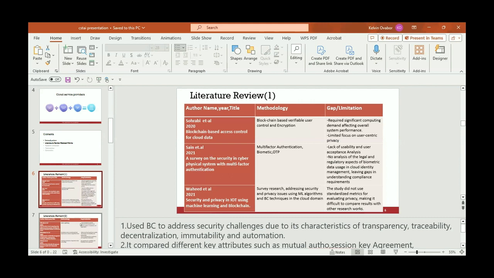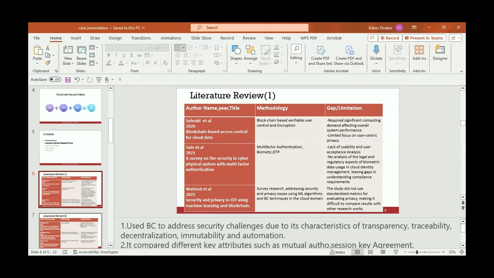The second author focused on carrying out security in cloud-based systems by making use of multi-factor authentication, OTP, and biometric systems. What were the limitations or gaps identified? There was no analysis of the legal regulatory aspect of biometric data usage in cloud identity management, leaving a gap in understanding compliance requirements. And there was a lack of usability and privacy control.